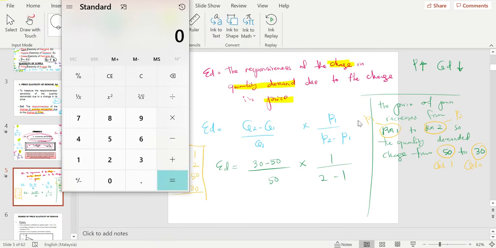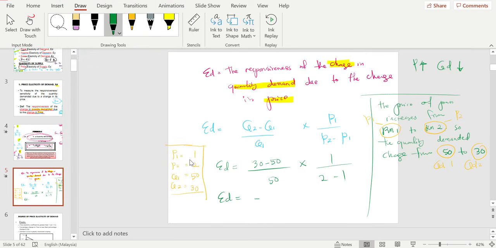Okay, this is my calculator here. 30 minus 50, divided by 50. Take it in decimal, don't forget the minus sign. So ED equals negative 0.4 times 2 minus 1, 1 divided by 1, 1. So ED equals negative 0.4.